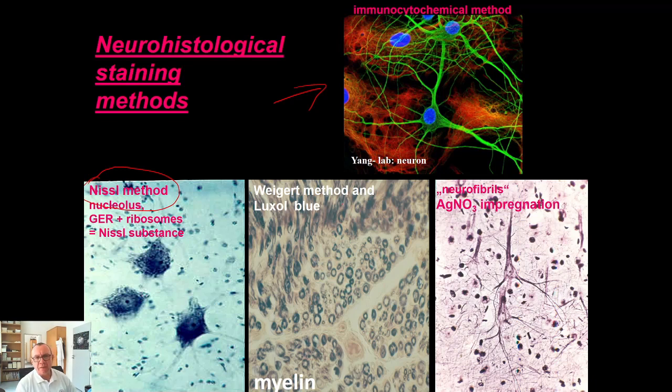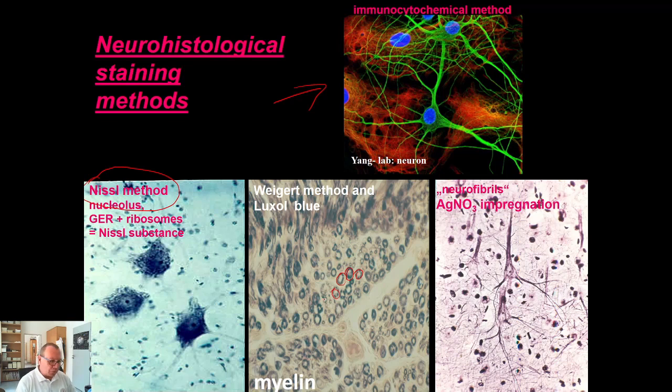Another method is Weigert's method or Luxol blue, which isn't visible here, which are staining myelin sheath. You know hopefully that myelin sheath normally are poorly stained. They are very light because the myelin is almost destroyed during the classic histological procedure, but there exist special methods which preserve the myelin sheath, and we can see them around the axons, for example here in the peripheral nerve.